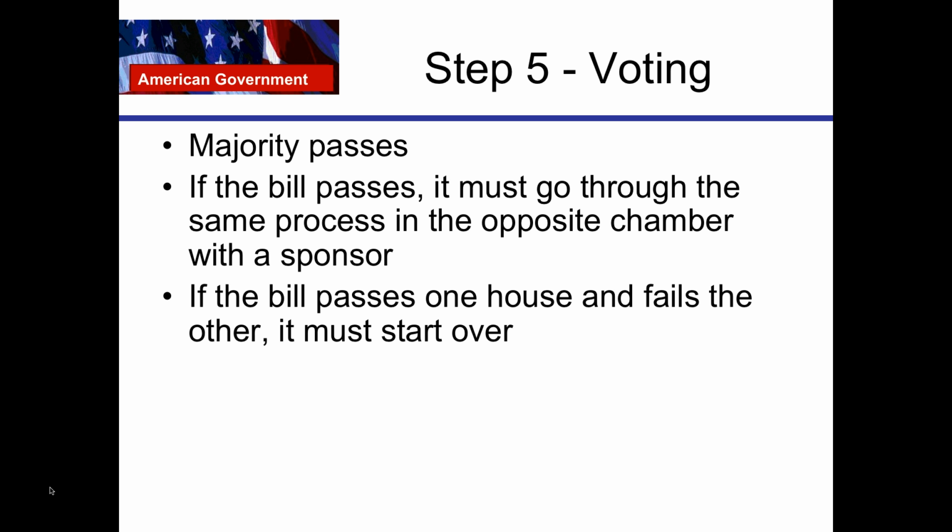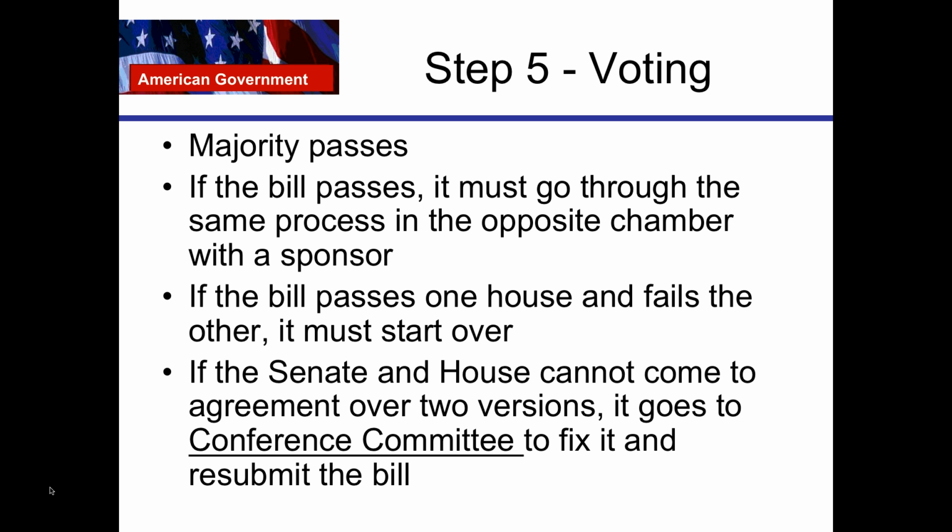If the vote passes one house, fails the other, starts over. If the Senate and the House cannot come to agreement over 2 versions, it goes to what's called a conference committee to fix and to resubmit a bill. So there has to be one bill that's agreed upon and passed in the House and the Senate that is going to be sent to the president's desk.